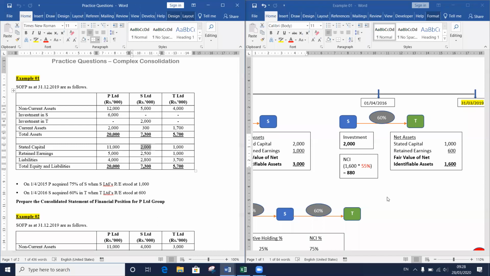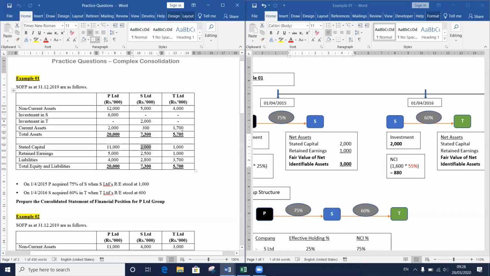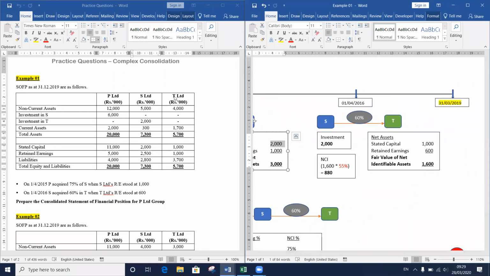Stated capital usually does not change, so we assume that the stated capital amount on 2019 12 31 was the same in 2015 as well. Unless there is a change that we are specifically told to consider, we assume that this same amount has been there on 2015 as well. On 2019 12 31 the stated capital amount is 1000 and we assume as at 1st of April 2016 also the stated capital amount is 1000.